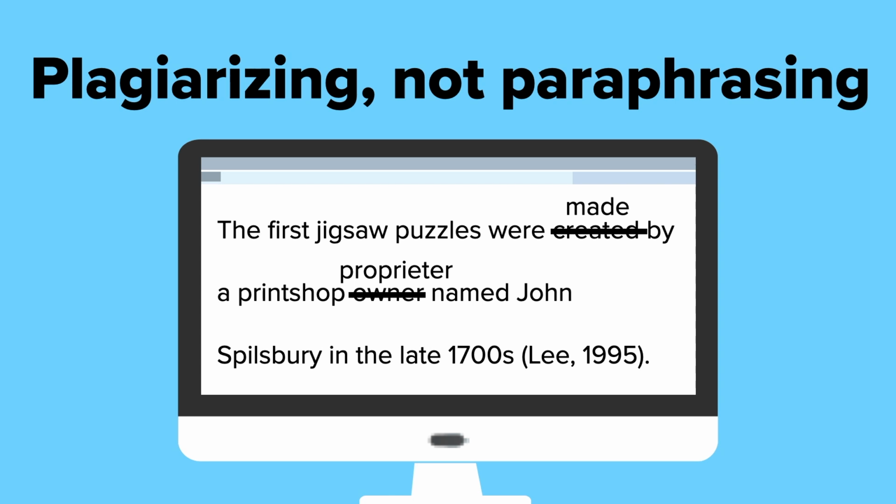This is not an example of paraphrasing because, as you can see, the majority of the sentence is still the same as the source, as what Lee wrote in 1995. In paraphrasing, you take the information from a source and then you put it completely into your own words. So this is not an example of paraphrasing, it is an example of plagiarizing. So again, with paraphrasing, you take the information, you put it into your own words, you cite the source.